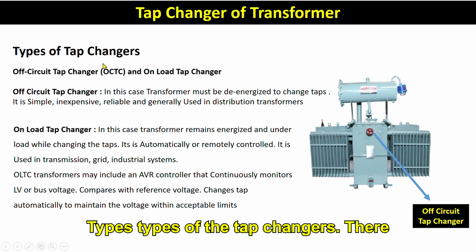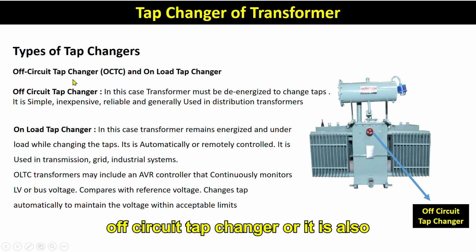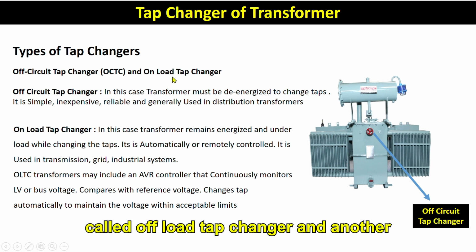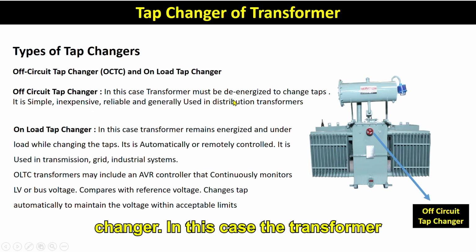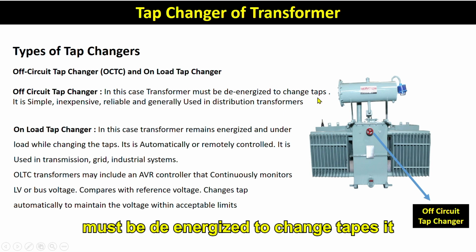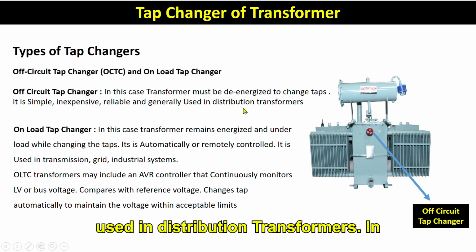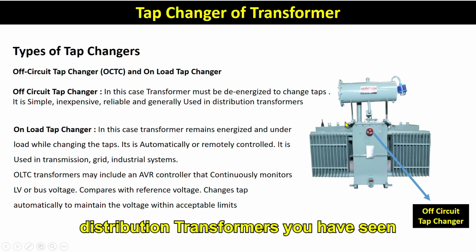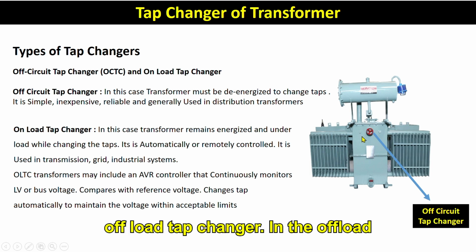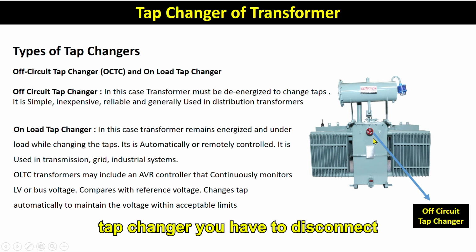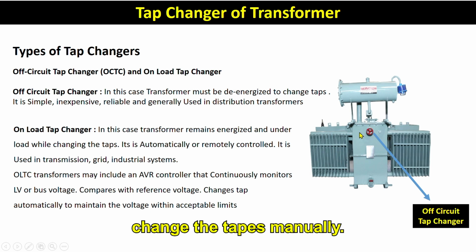Types of tap changers. There are two types of tap changers. One is the off-circuit tap changer, also called the off-load tap changer, and the other is the on-load tap changer. Off-circuit tap changer: in this case the transformer must be de-energized to change taps. It is simple, inexpensive, reliable, and generally used in distribution transformers. In distribution transformers you have seen this type of wheel. This is an off-load tap changer. In the off-load tap changer you have to disconnect the transformer from the supply and then change the taps manually.